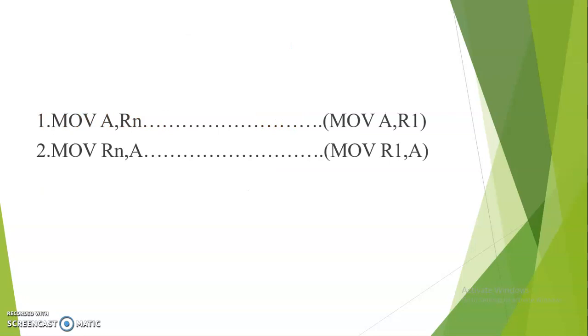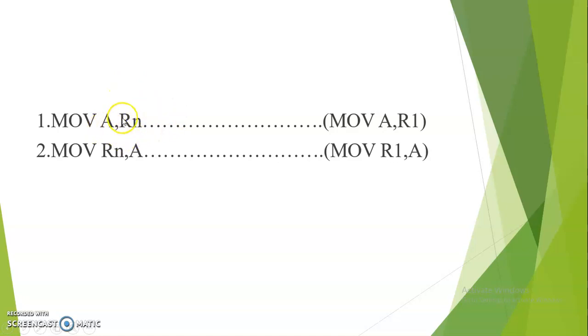Let's go to the first combination of this instruction, which is MOV A comma Rn, where Rn is the source and A is the destination. A is nothing but the accumulator. This instruction copies the contents of register Rn to the accumulator.